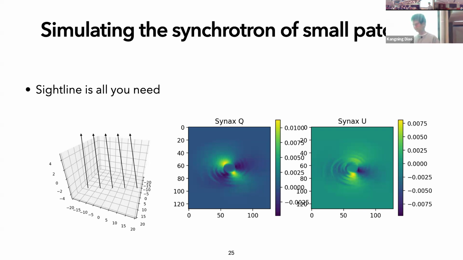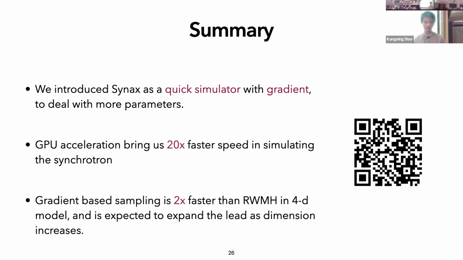So okay, here comes our summary. Here we introduce synax as a quick simulator with access to the gradient, so that we can deal with many more parameters in this inference problem. Based on our current results, the GPU acceleration brings us at least 20 times improvement in computing efficiency, along with access to the gradient. And gradient-based sampling is 2 times faster than random walk Metropolis-Hastings in a small, very simple 4-dimensional model. Since gradient-based methods scale better with the increase of parameters, we can expect them to be even better with more complex models.